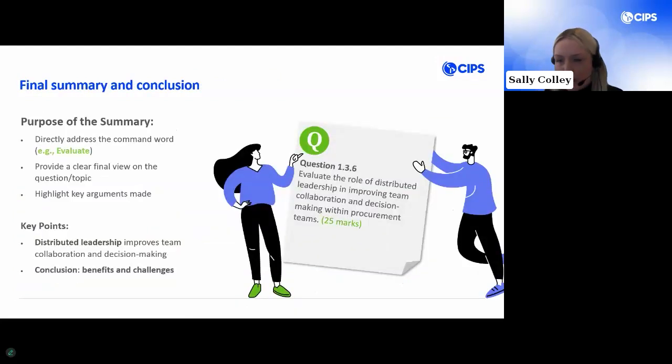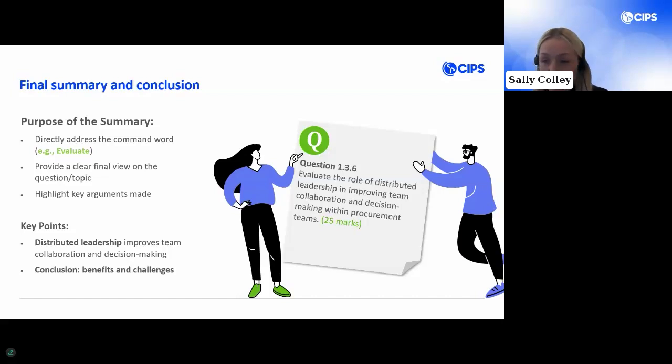Okay, so as we wrap up the end of the question now, the goal of your summary is to directly address the command word and answer the question clearly. This is your chance to bring all your key points together, give a final viewpoint, and show that you understand the topic well. So for this particular question, you could finish by saying that distributed leadership is a game changer.